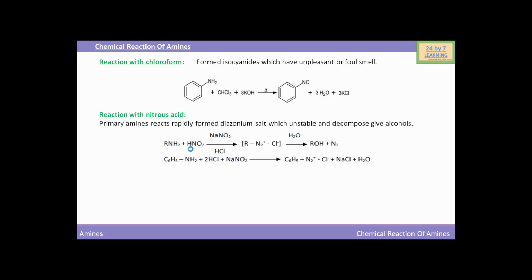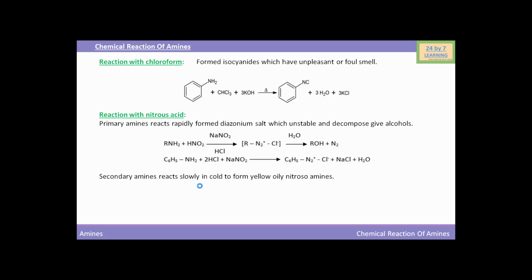RNH2, that is the primary amine, when it reacts with HNO2, that is nitrous acid, in presence of sodium nitrite, NaNO2 and HCl, then the reaction will yield a diazonium salt, which is unstable and thus decomposes to give ROH, that is alcohol. Similarly, when aromatic amine reacts with HCl and NaNO2, then also they will form a salt, that is diazonium salt, and as a byproduct here you will get NaCl and H2O. This diazonium salt will be unstable and thus decompose to give alcohol.